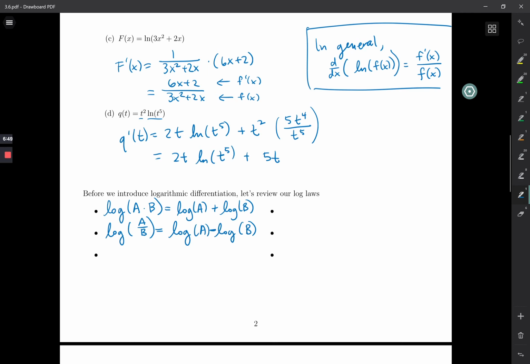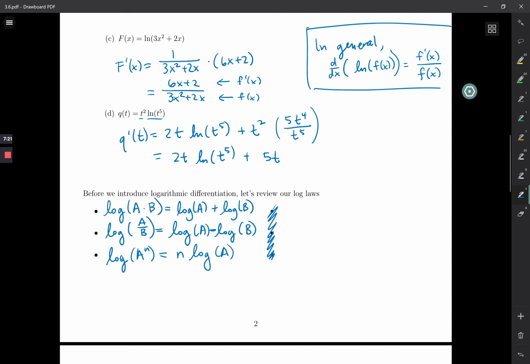subtraction there. And then lastly, log of a to the n, we can pull that exponent down in front, so it goes out here, right? And we get n log of a, and then the exponent, since we moved it out front, is gone. Okay, so we actually only have 3 log laws, so these shouldn't be there.